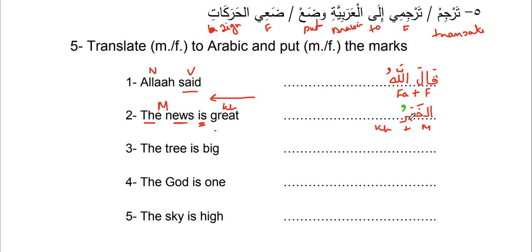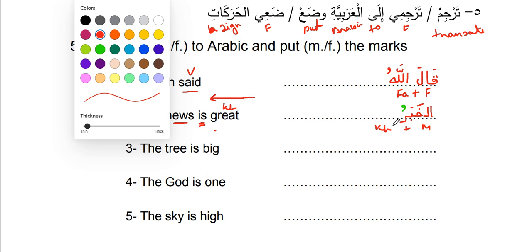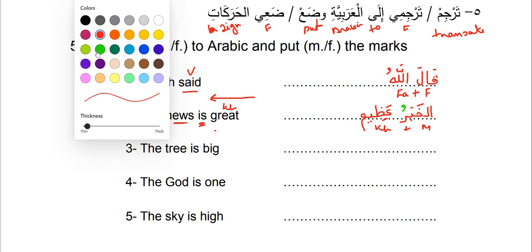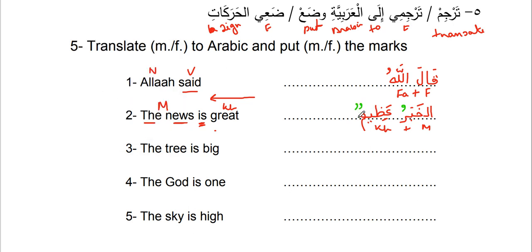Khabar is great. What do you call great in Arabic? Great in Arabic is called azim. I will write azim. And what will be the haraka on the meem, since it is the last letter and we have our khabar here? Khabar is always nakira and in marfu. So I will write dhammatan. Al-khabaru azimun.